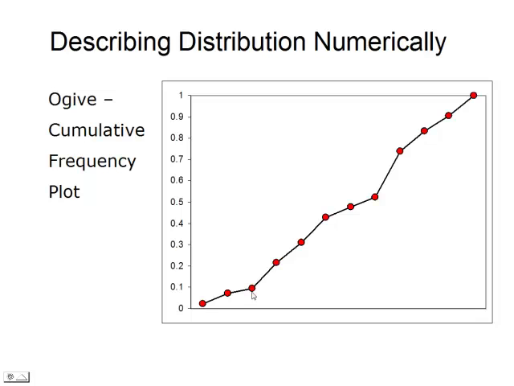Now, in an ogive, it is a line graph that will always be increasing or flat at some point. However, the graph will never decrease because you're always accumulating more information, more data.